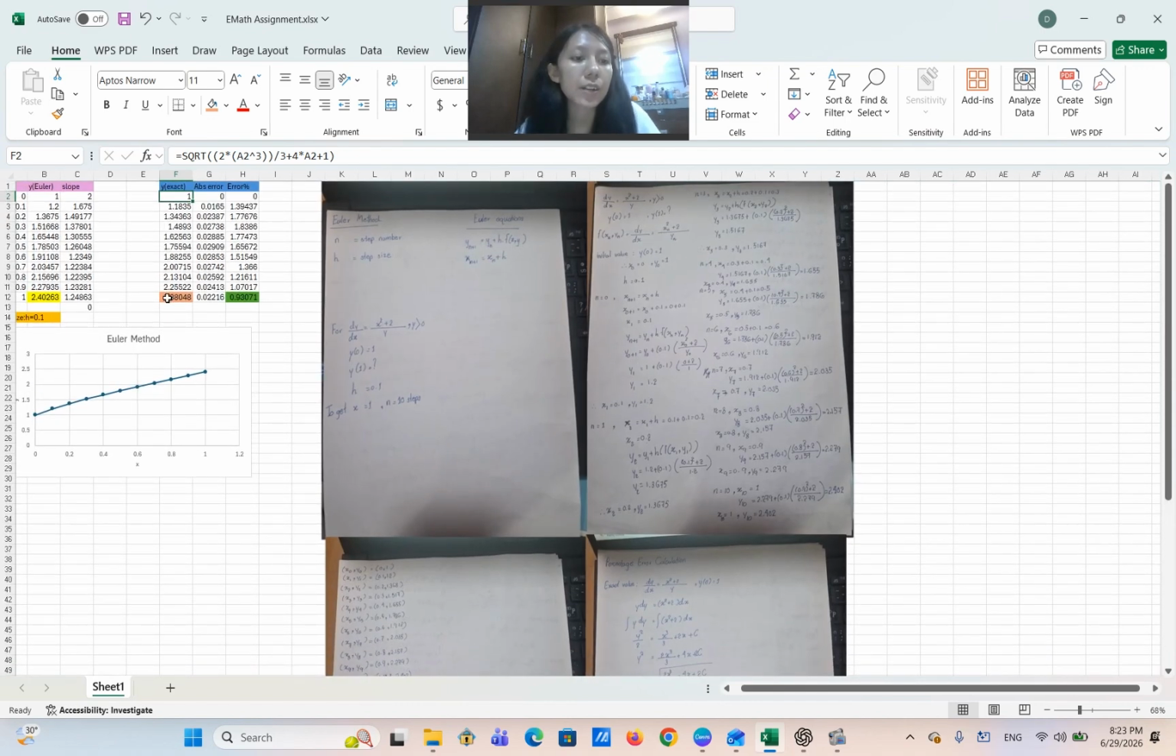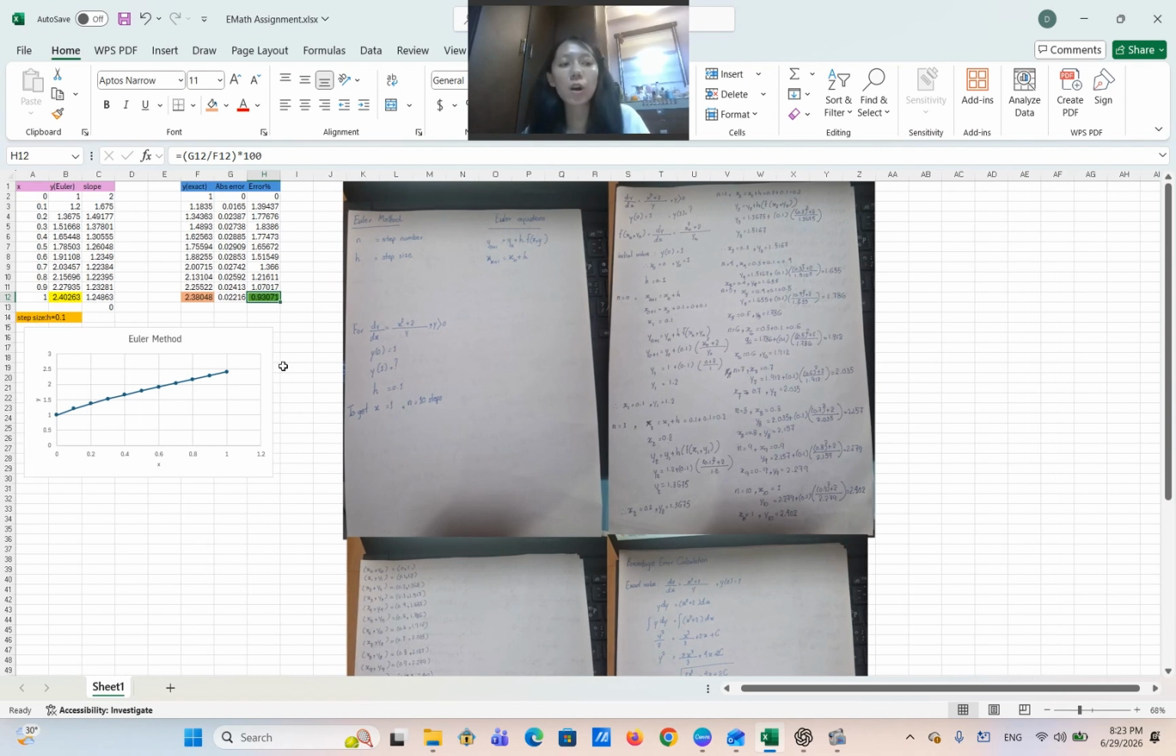Then finally, when x is equal to 1, I got 2.3804 for the y value, and then I found the absolute error, and the final percentage error is 0.93071.